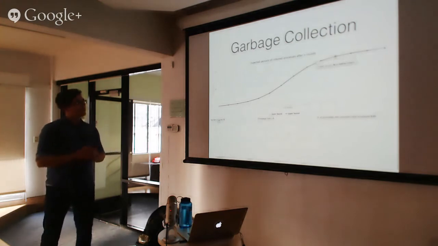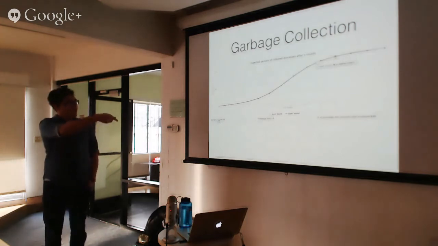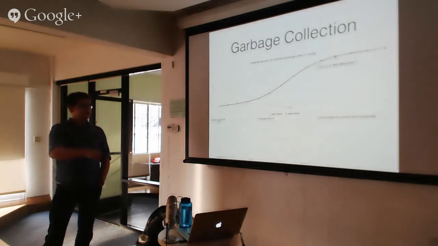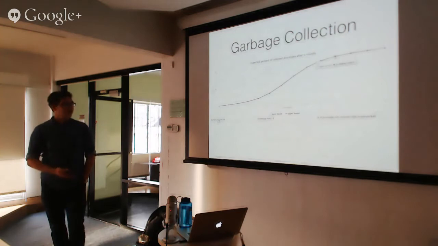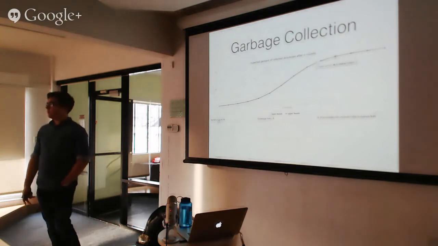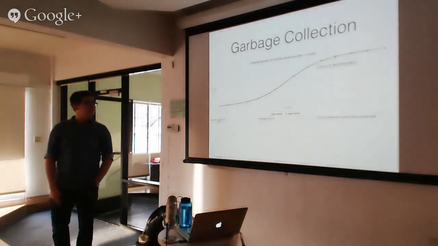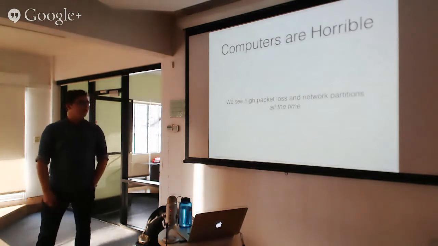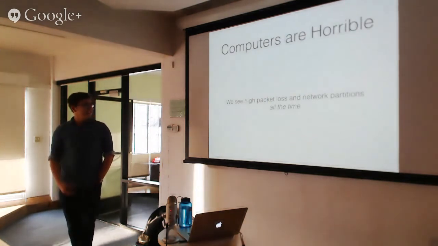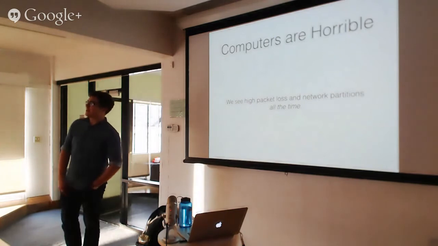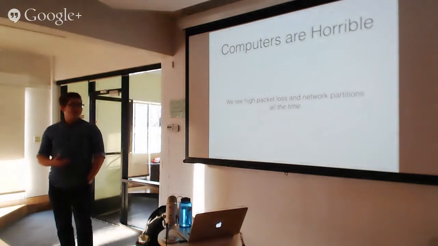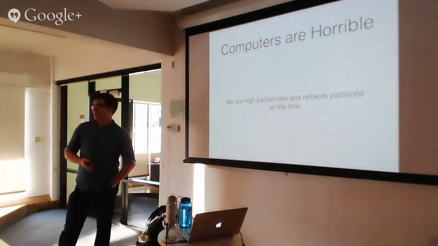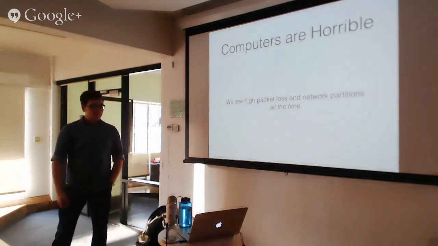But the problem is that this graph has 0% message loss. It's a reasonable approximation when we're doing this math, but we don't actually deal with that in production. We deal with real computers, and as it turns out, real computers are horrible. We see high packet loss, and we see network partitions, and we see them all the time. So we would like to not assume that we're going to have 0% packet loss with our algorithm. We'd like to assume something more.